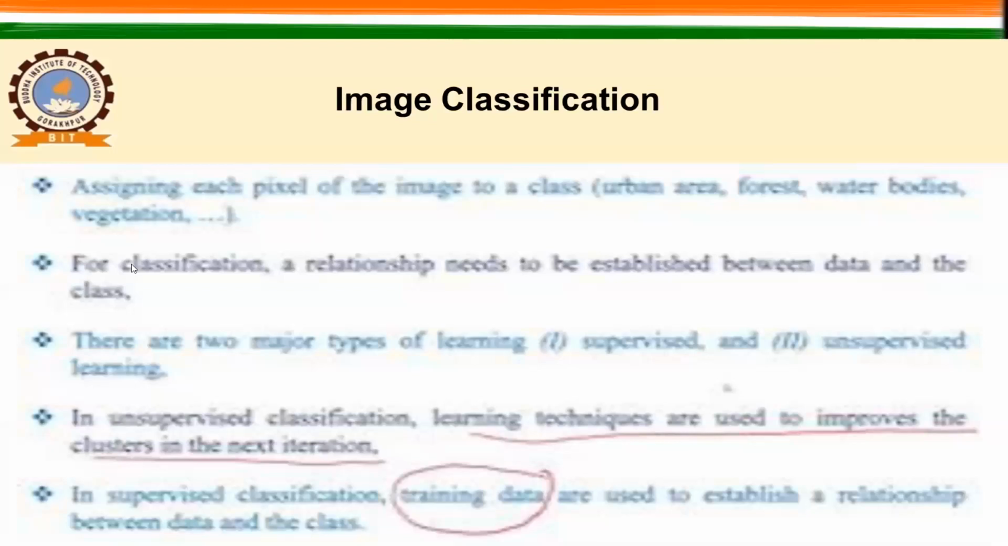So exactly we want to locate which pixel belongs to urban area or which pixel belongs to forest area, which pixel belongs to water body, and which pixel belongs to vegetation. So here we need to establish a relationship between the digital number and the classes, and that relationship will be used to classify or to assign each pixel of this image to a class. So you can see for a classification, a relationship needs to be established between the data and class. This is clear to you all.